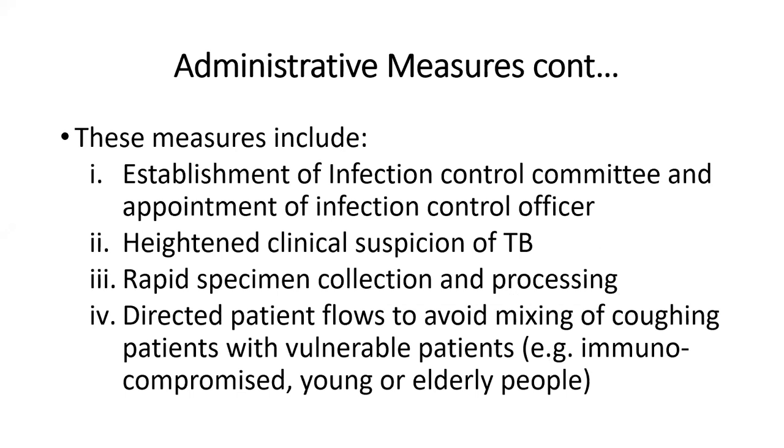These measures also include establishment of the infection control committee, an appointment of an infection control officer, which is done by the administrative team or management. Also, they heighten the clinical suspicion. We need to sensitize our clinicians on how to identify a suspicious case of TB and do rapid specimen collection and processing. And also we have direct patient flow. We develop a flow chart of our patients on how to avoid mixing of coughing patients with vulnerable patients, e.g. immunocompromised, young or elderly patients.